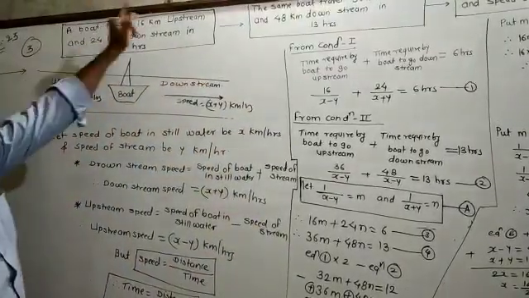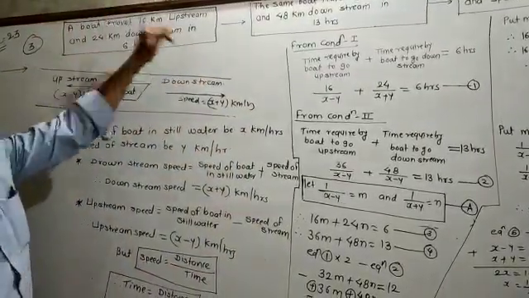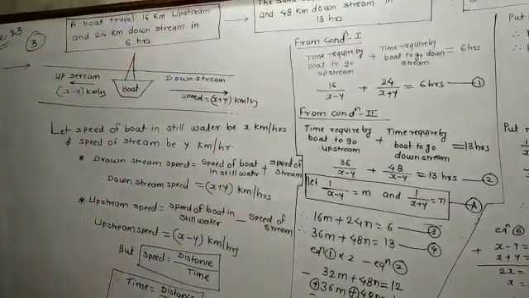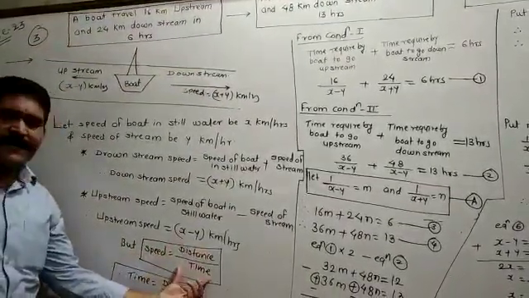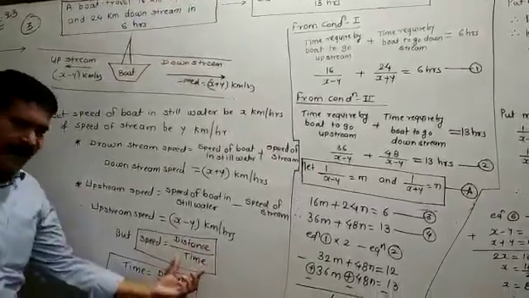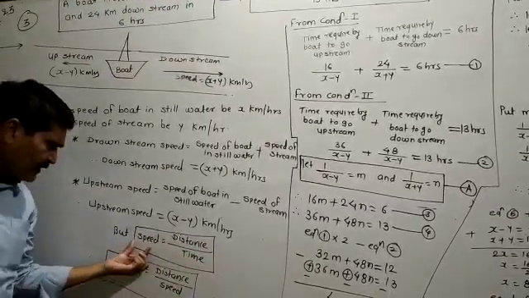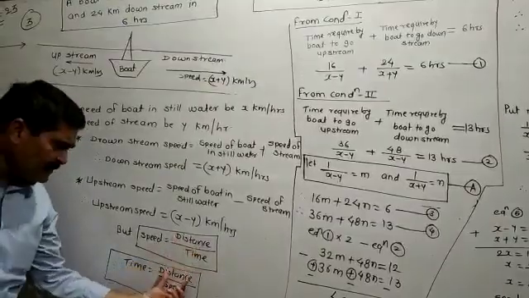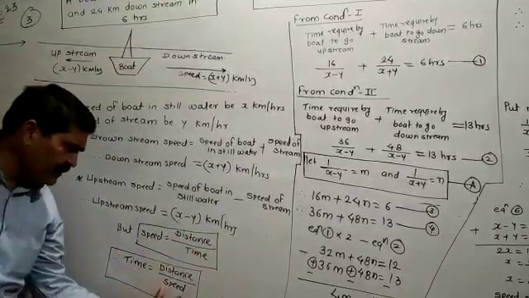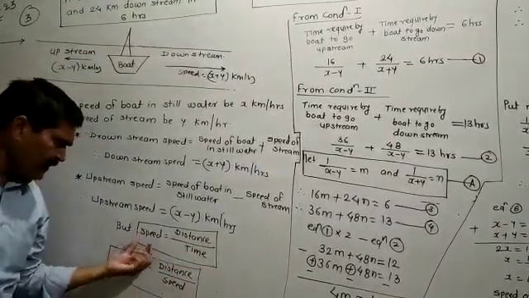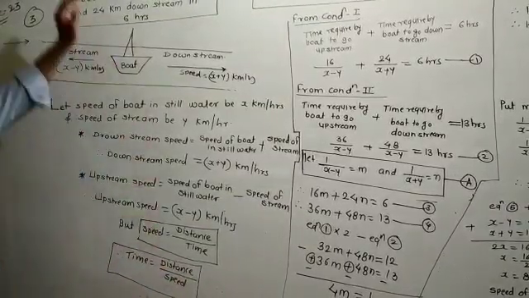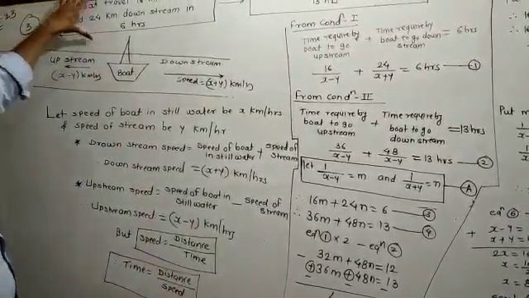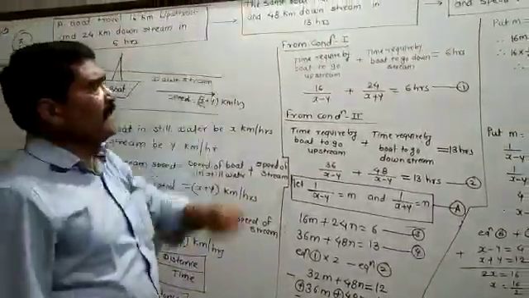The boat travels 16 km upstream and 24 km downstream in 6 hours. Means you have to convert this formula, speed is equal to distance upon time, in the form of time. You have to transpose this time to this side. Time is equal to distance, shift this speed in this direction, so time is equal to distance upon speed. Then you have to see the first condition and after that the second condition.